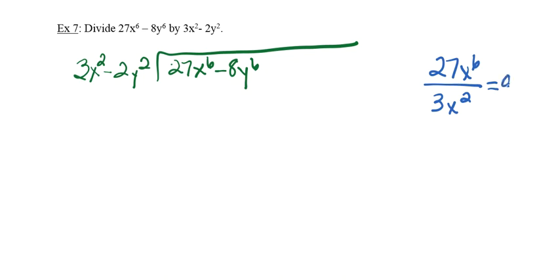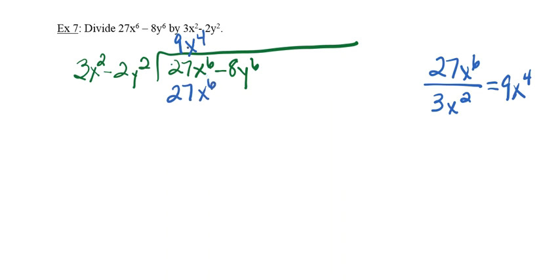27 divided by 3 is 9. X to the 6th divided by x to the 2nd is x to the 4th. So that's my first top. So 9x to the 4th times 3x squared. 9 times 3 is my 27. 4 plus 2 is x to the 6th.